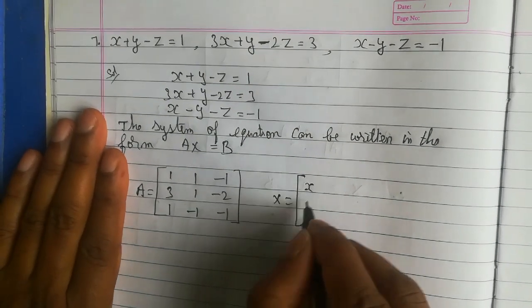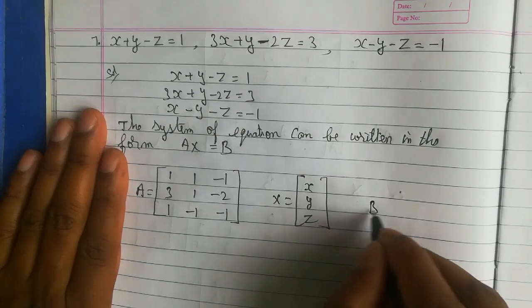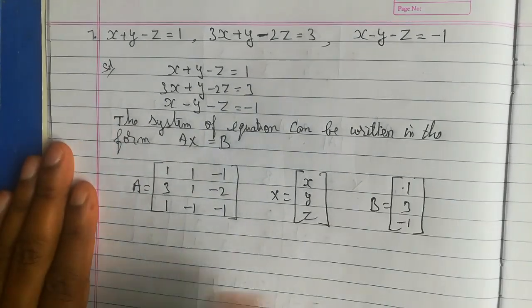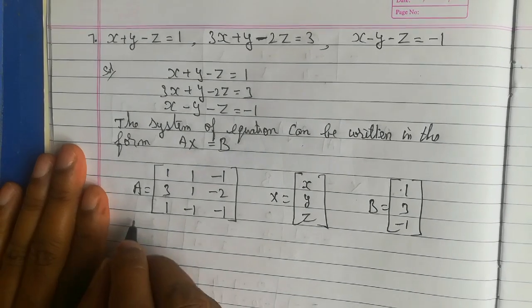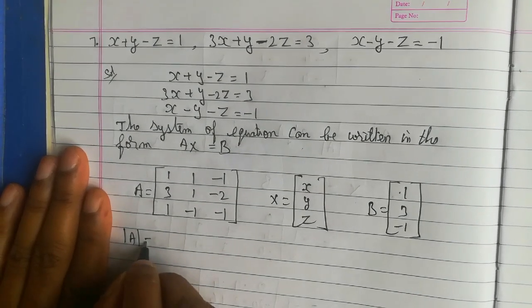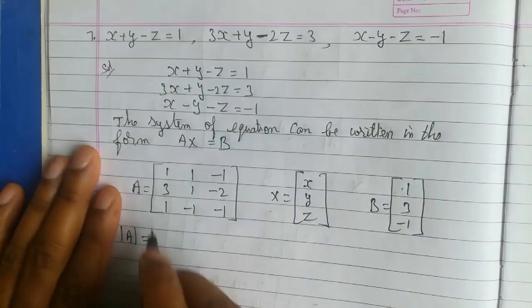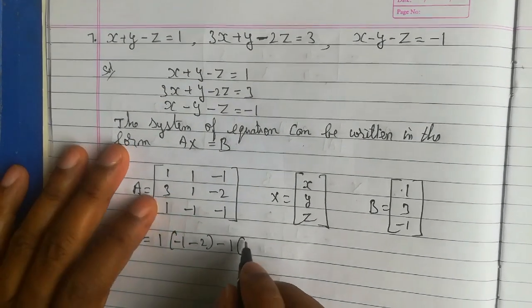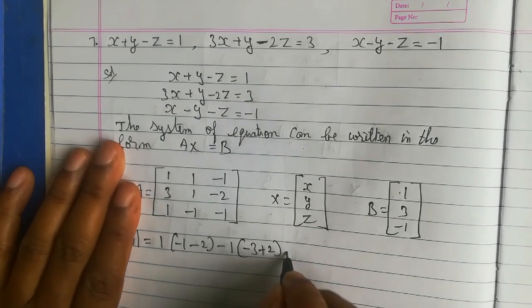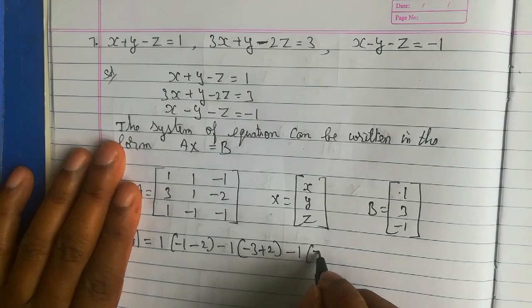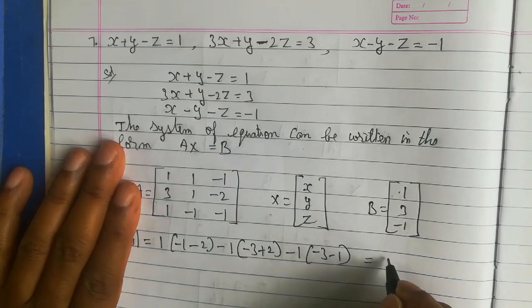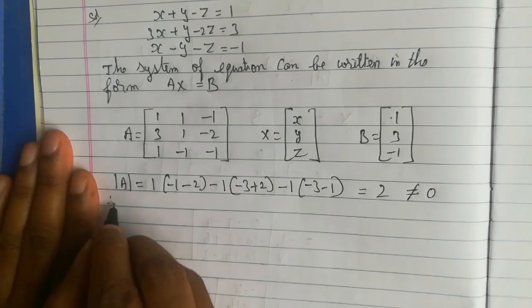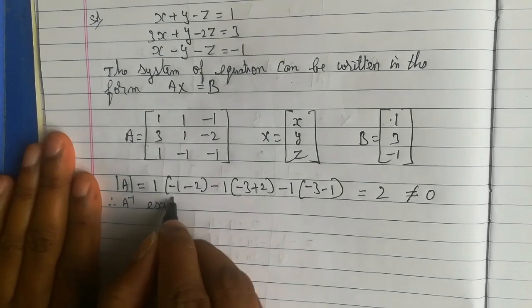X equal to xyz, b equal to, now written this, now we'll find the determinant of A. Determinant of A equal to, we know how to solve this, 1 minus 1 minus 2, alternately plus minus minus 1, minus 3 plus 2, minus 1 minus 3 minus 1. So by simplifying we got this value 2, not equal to 0. Therefore A inverse exists.